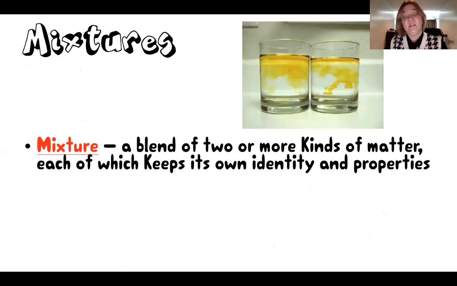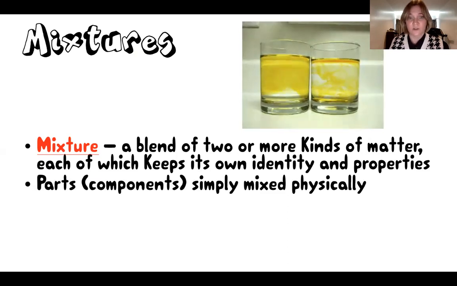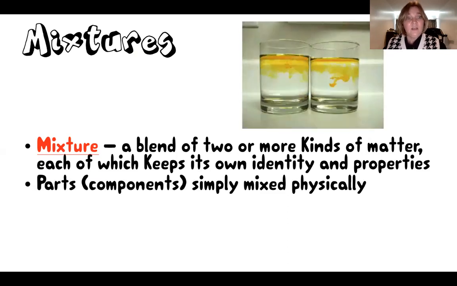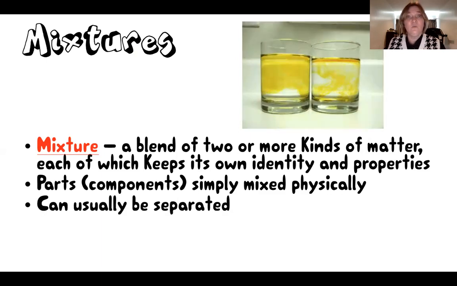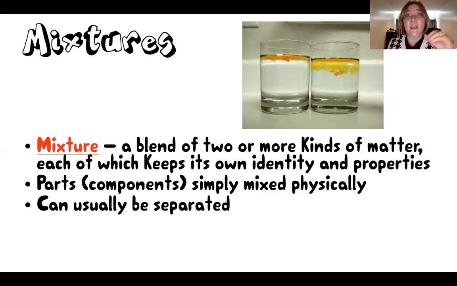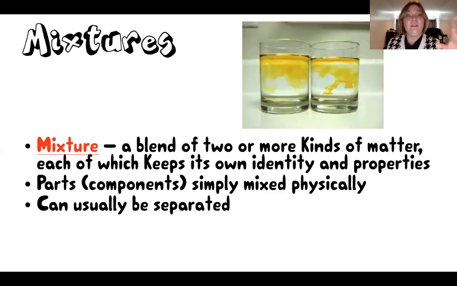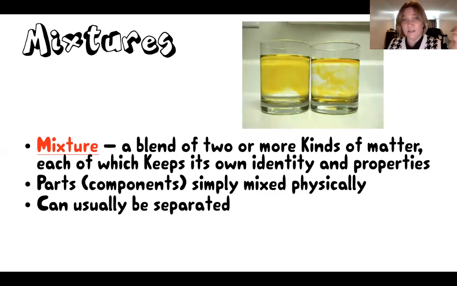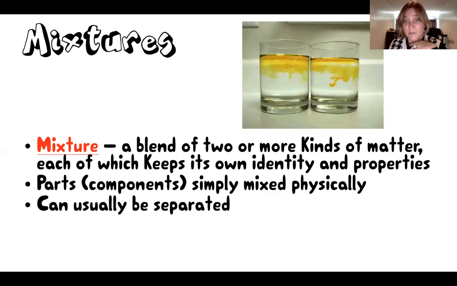Or does this substance have completely different properties than its parts? Those are the two things you're going to think about. So the components are just simply mixed, which means if you use a physical method to mix them, you can use a physical method to separate them. That's another big difference between a mixture and a pure substance.